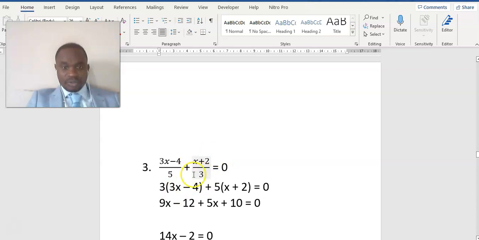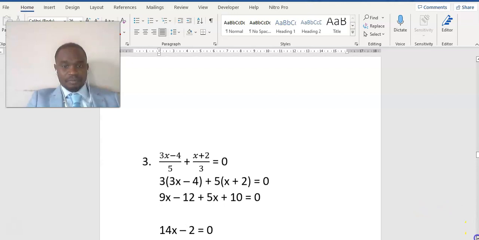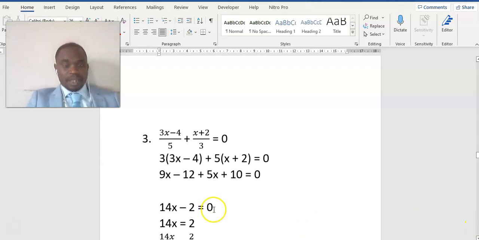The next thing that we are going to do is the same thing, cross multiply. So 3 will multiply that one and 5 will also multiply this, equals to 0. Then expand. 3 will multiply 3 to give you 9x. 3 will multiply minus 4 to give you minus 12. 5 will multiply x to give you 5x. 5 will multiply 2 to give you 10, is equal to 0.